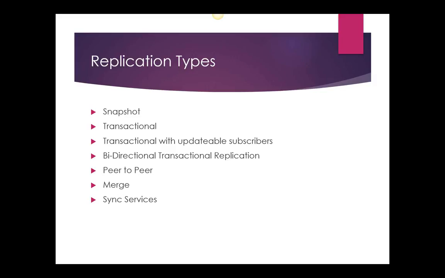Peer-to-peer is an extension of bidirectional transactional replication. With peer-to-peer, you can have multiple nodes all replicating to each other. With bidirectional transactional replication, the sweet spot is for two nodes replicating to each other. If you go beyond two nodes, the amount of redundant writing starts to grow exponentially. With peer-to-peer, you can scale to maybe 10 nodes, and it really depends on available bandwidth and your workload as to how high you can scale.